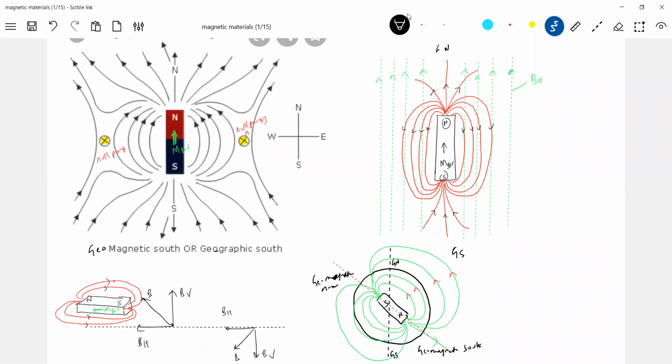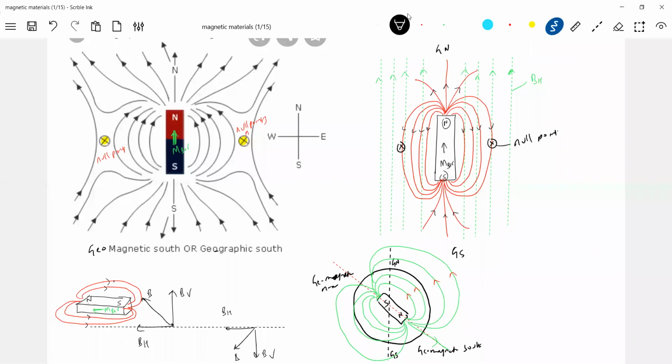So how do you have to place it? You have to place an external bar magnet such that its north pole is towards the geographic north and its south pole is towards geographic south. Then we'll get a point where the resultant field will be 0. This is a null point. Like that, we'll get a null point here. What happens at the null point?